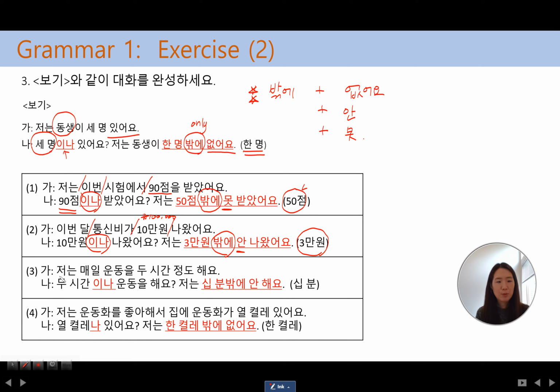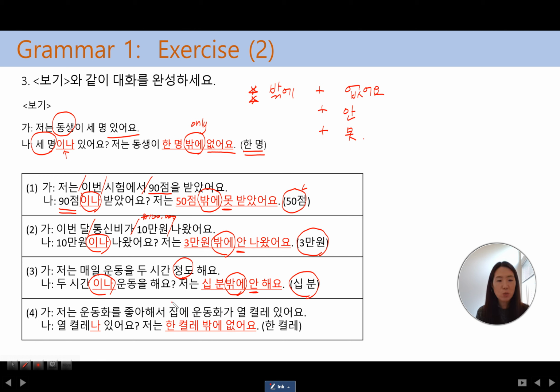Okay. Number 3. 저는 매일 운동을 2시간 정도 해요. Every day I exercise about 2 hours. Like 2 hours? That's a lot, right? 2시간이나 운동을 해요? 저는 I only do 10 minutes. 저는 10분밖에 I only exercise for 10 minutes. 안 해요. Negative.